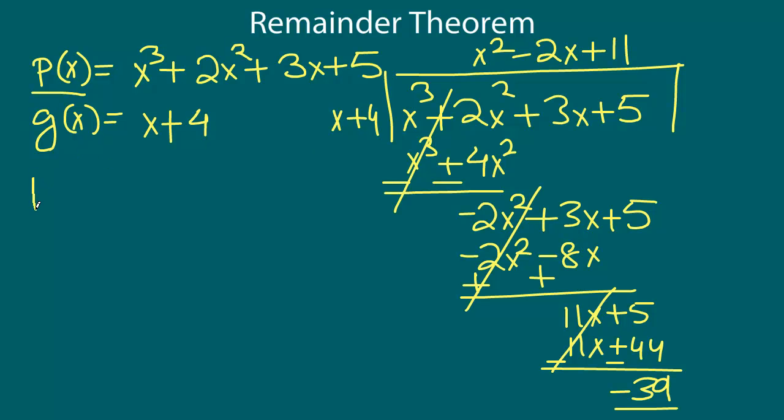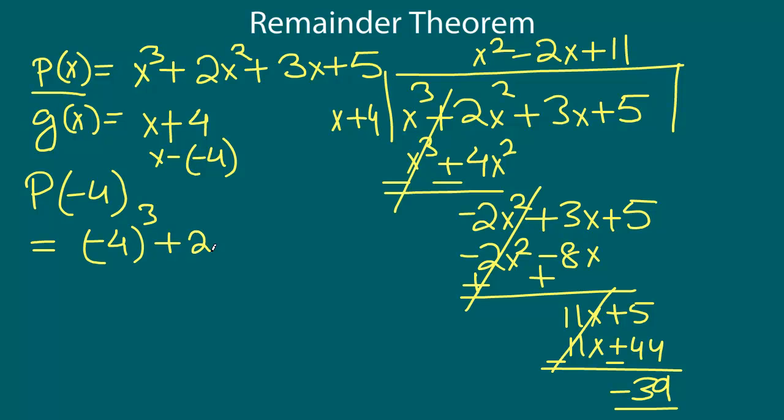Now let's find out the remainder using the remainder theorem. So because it is x plus 4, we want to find out the value of the polynomial at minus 4. This is what we are trying to find out, right? This will give us the remainder. So we have x cube over here. So we have minus 4 cube, right? Plus 2 times minus 4 squared plus 3 times minus 4 plus 5.